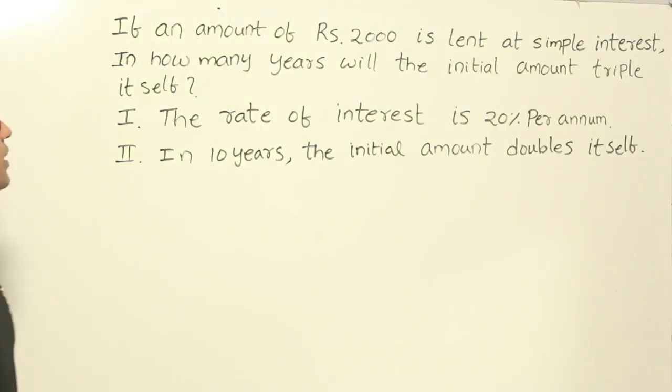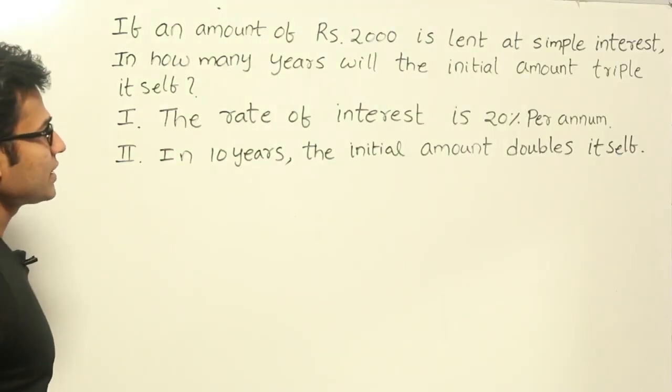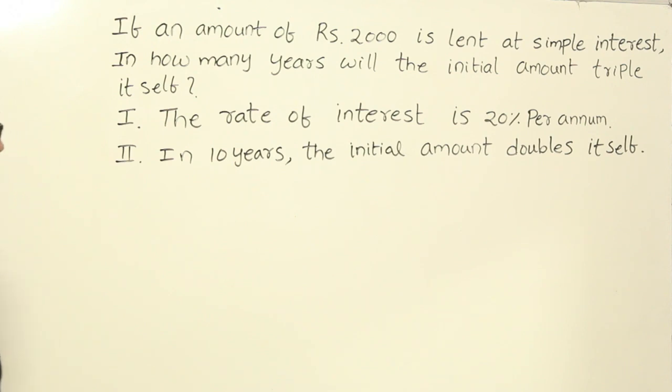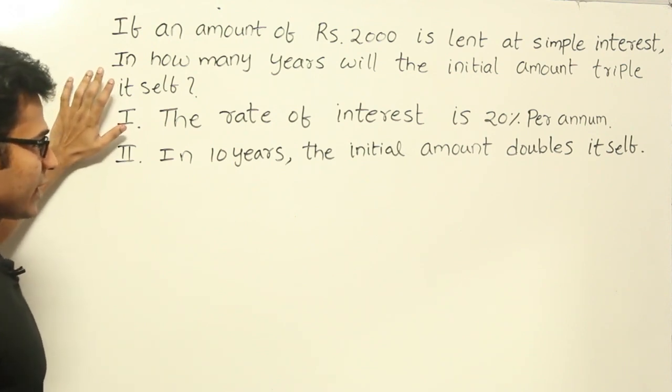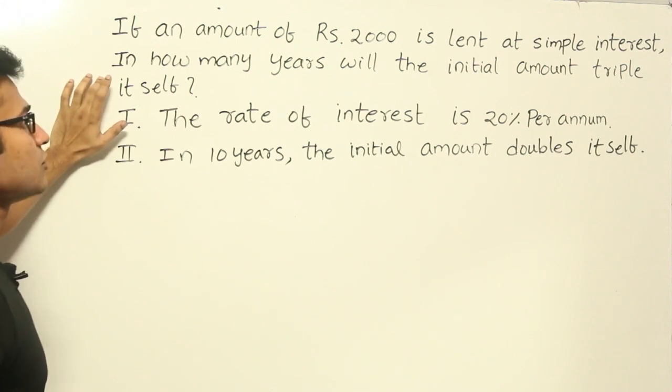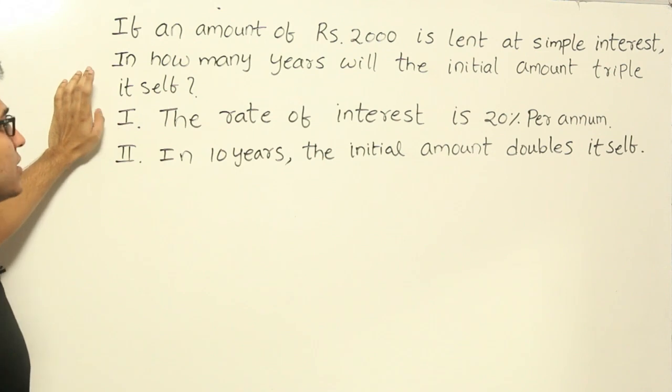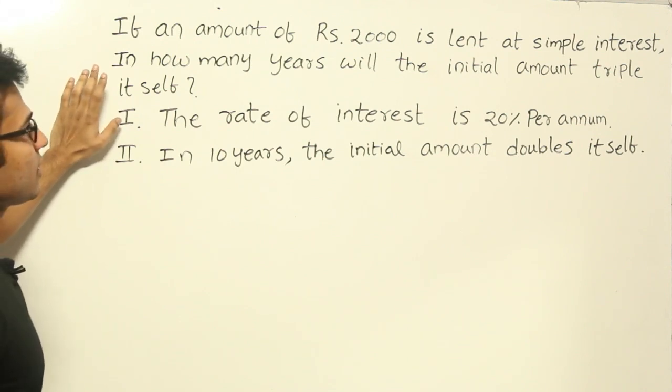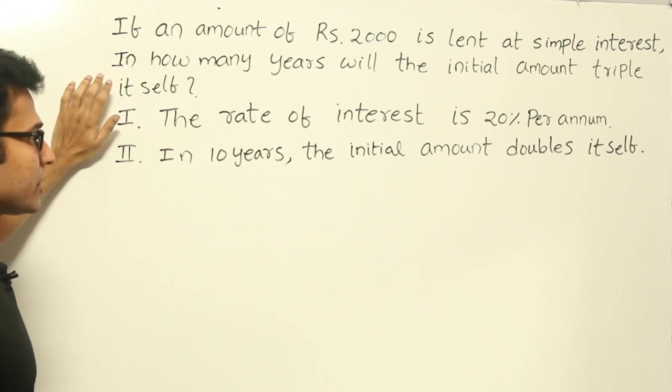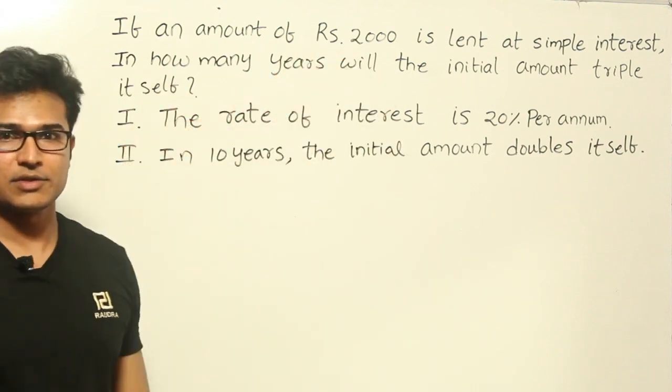Now let's see this question. If an amount of rupees 2000 is lent at simple interest, in how many years will the initial amount triple itself? Which means they are asking us how many years it will take for us to make rupees 2000 into 6000. Now in order to answer this question, you should understand that we need the interest rate, because they are lending it at a simple interest, right?